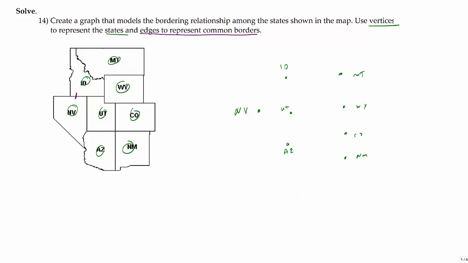Now let's start putting in the edges. Like I said, NV shares a common border with ID, so that has to be an edge right here. So what else does Nevada have? There's a common border here with UT, so there goes an edge. And there also happens to be one down here with AZ, so there is another edge. And if you look at NV, I've gotten all the edges in there. Any state it touches has to be an edge.